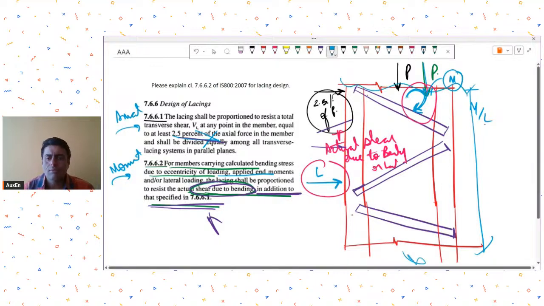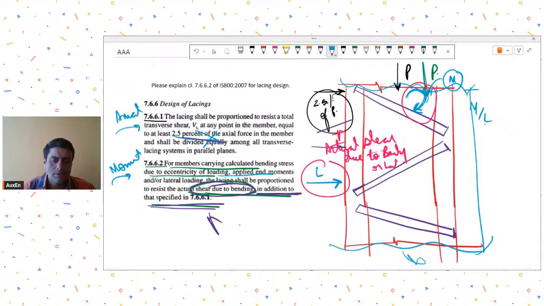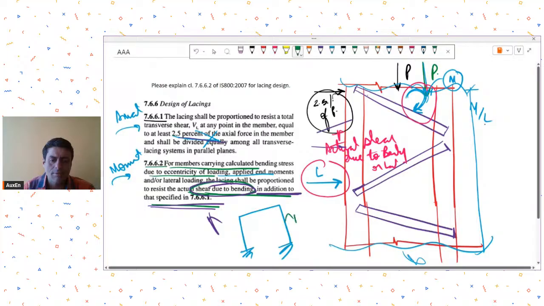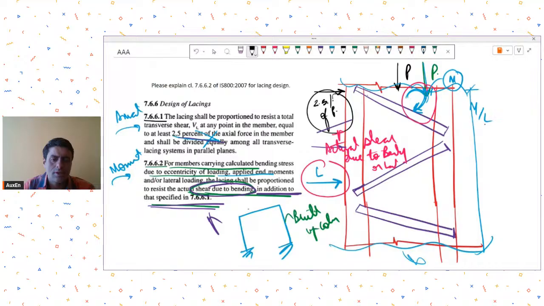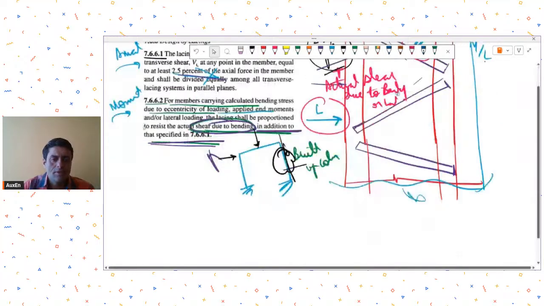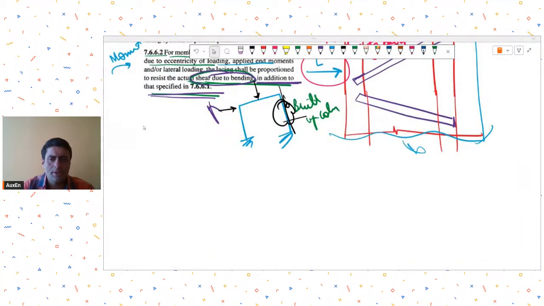Or you can create a small model, and let's say in your model you have the end moments. Maybe you are getting some actual shear also. Let's say this was part of a portal, and this was the built-up column that we are talking about, and you had subjected this to some actual axial load, moments, etc. So you will have the shear forces in this. For those shear forces plus 2.5% of P, you design your lacings. Okay. So this was the question from engineer Manish Parmar.